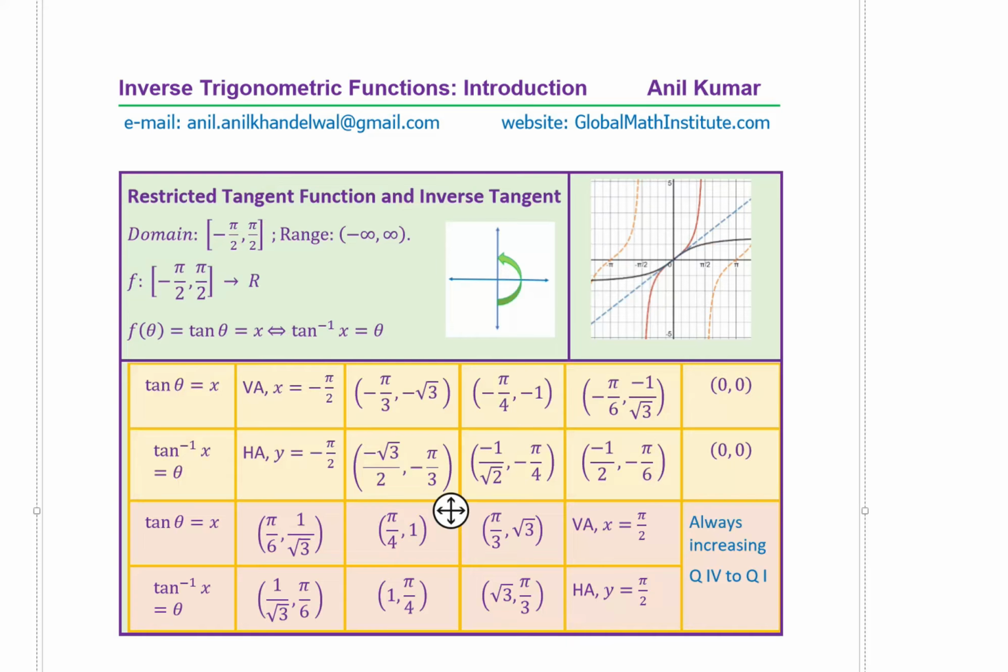Now let's talk about the tangent function. Like sine, in the tangent function, what are we going to do? We are going to restrict our domain from minus pi by 2 to plus pi by 2. In that case, we get our tangent function, which is always increasing without any turning point. In this domain we observe that the function is always increasing. So this always increasing function will definitely have an inverse as a function.